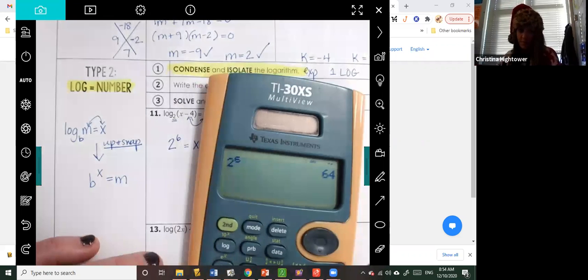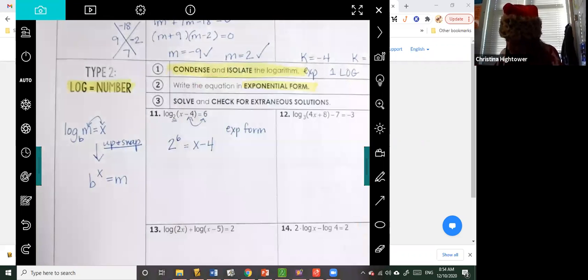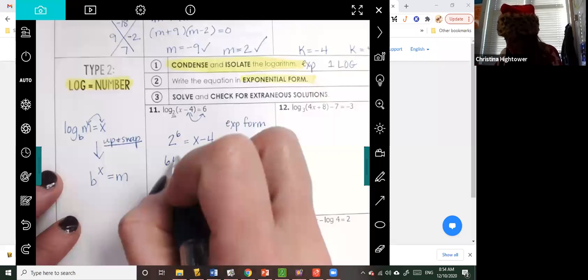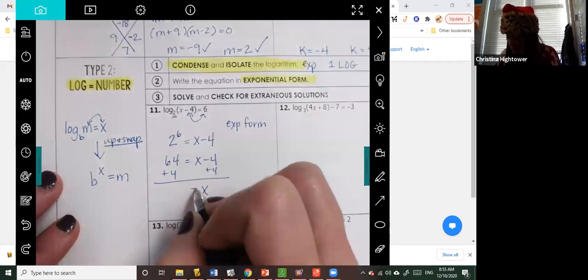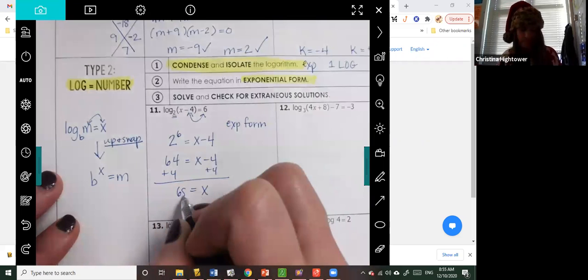It's 64. So 2 to the 6 is 64 equals x minus 4. Add 4, and you get x equals 68. Okay.